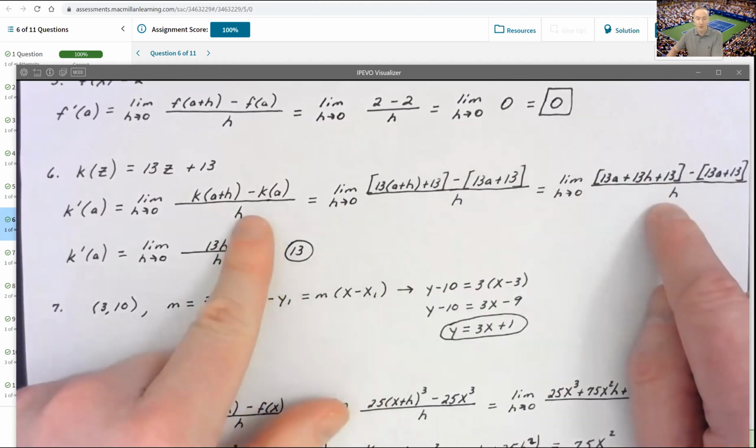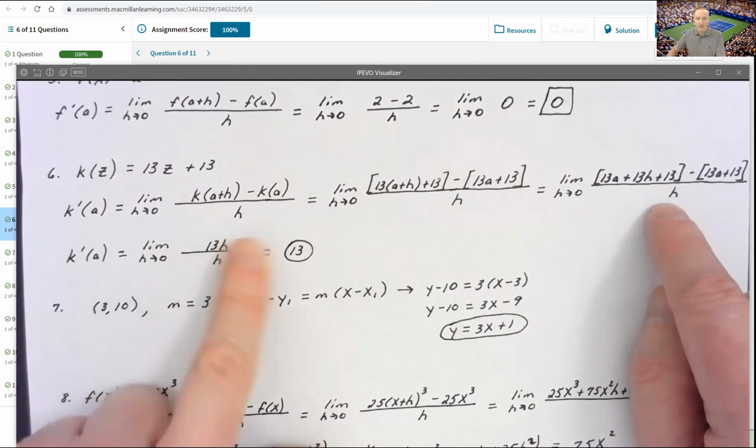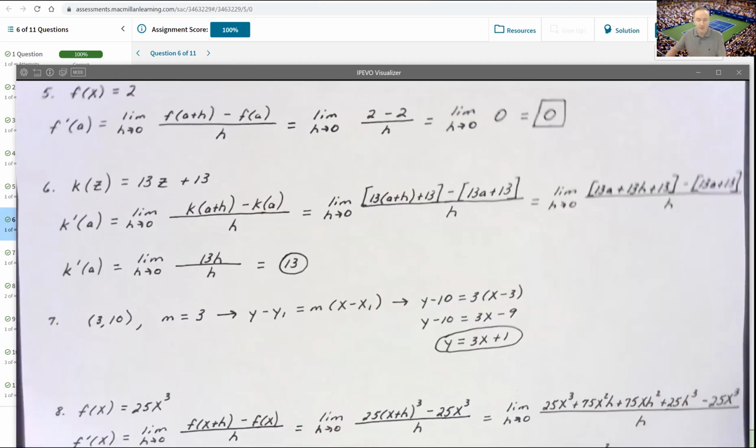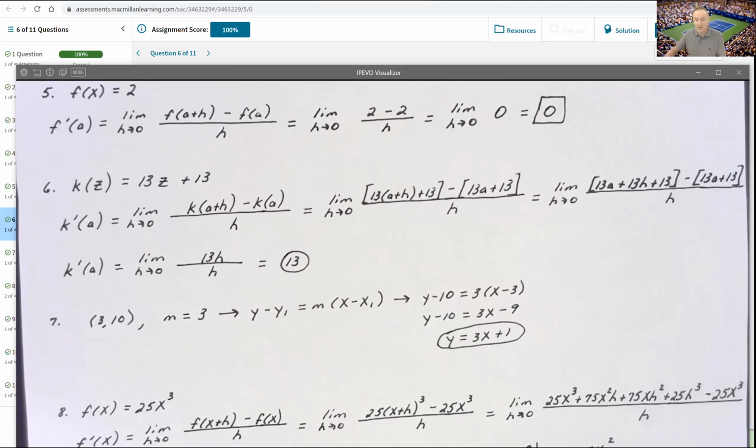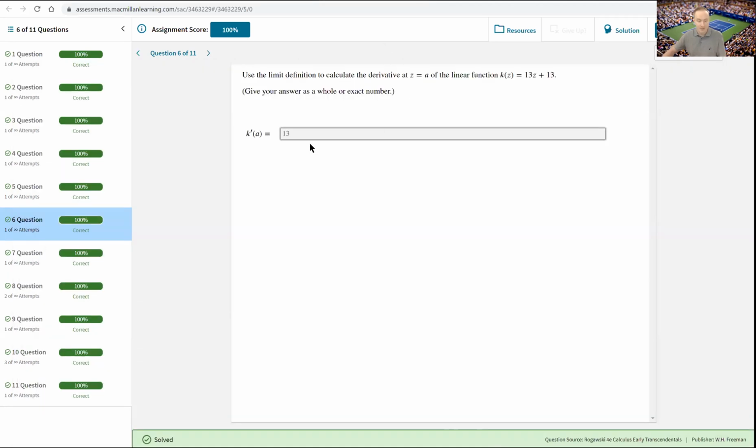And at this point, you know you can eliminate h. And you can say, well, then the limit as h approaches 0 of 13 is just 13. The h canceled out. There's no 0 to plug in. So our final answer there, just 13. Not a very interesting problem.